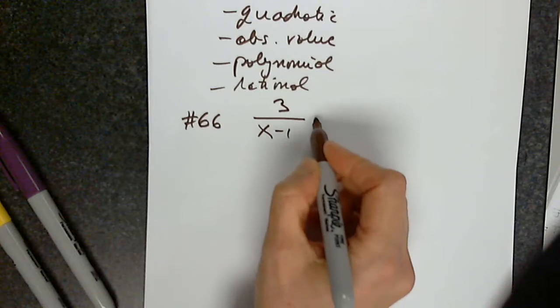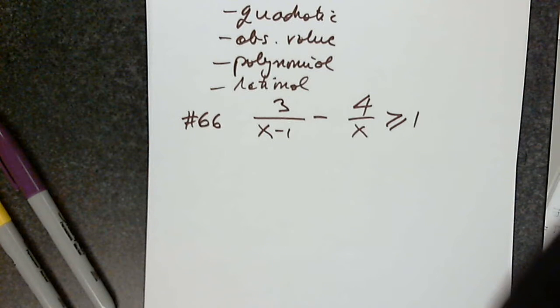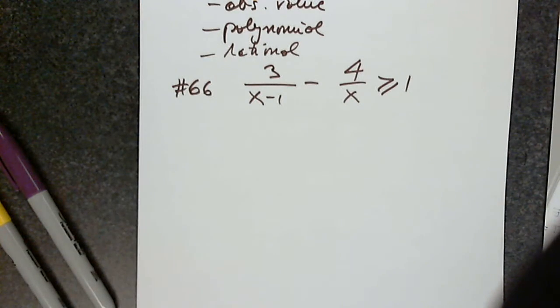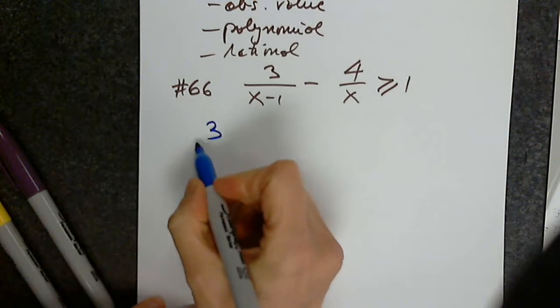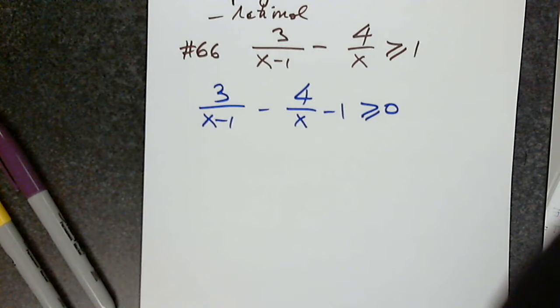Let's say 3 divided by x minus 1 minus 4 divided by x greater than or equal to 1. Okay? What is tempting here to do? Start moving everything to one side. Good. So we then have every term on one side. Yes, so you want to move everything to one side. Right? Awesome. That's the key. 3 divided by x minus 1 minus 4 over x minus 1 greater than or equal to 0. Absolutely. Awesome. Thank you.